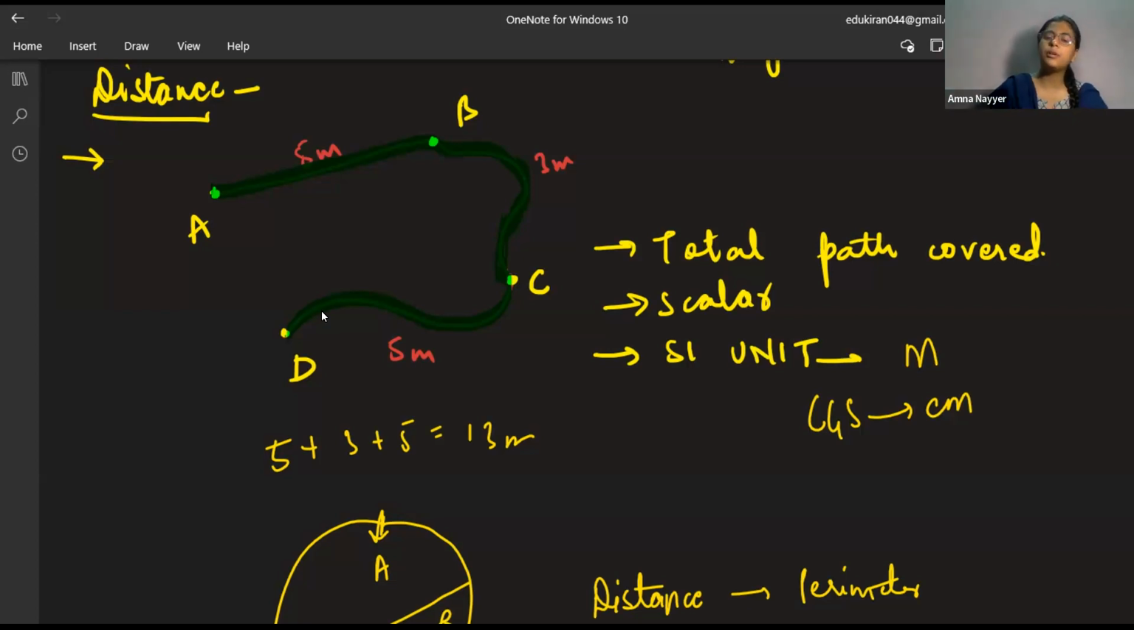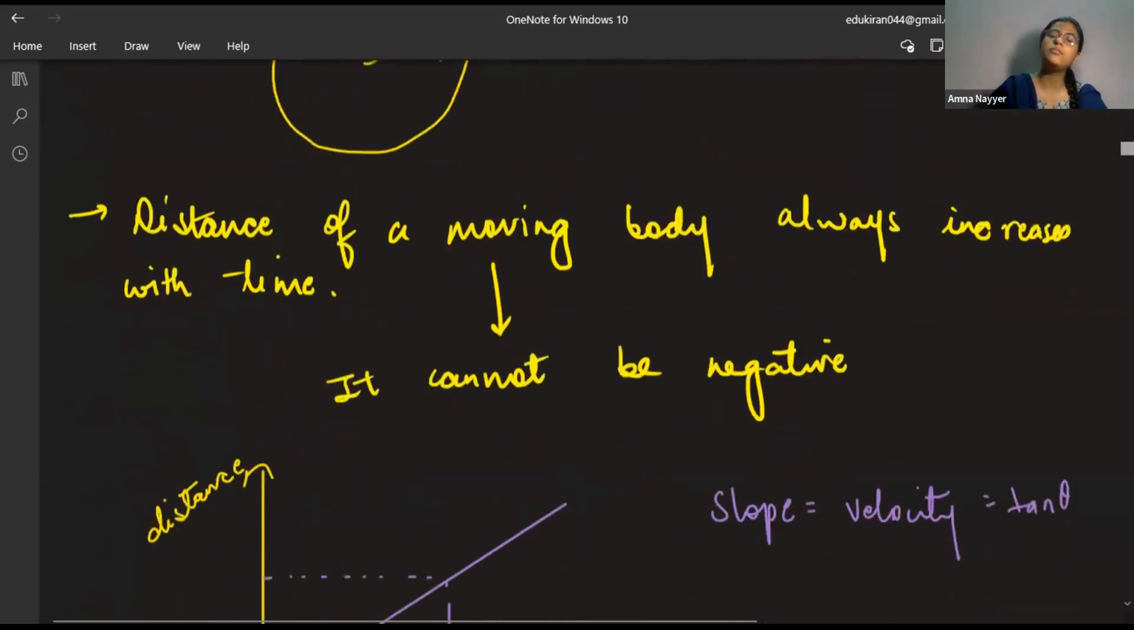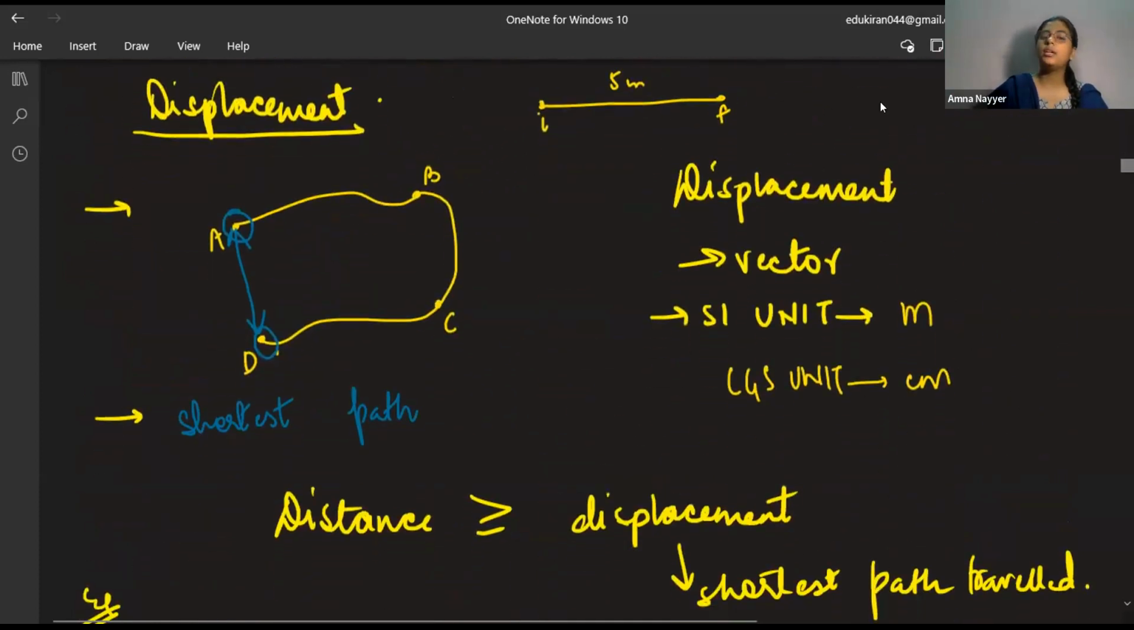Then comes one more concept, which is known as the concept of displacement. Displacement means, see, it's the same thing, going from A to B, B to C, C to D. Now, what is displacement? It means the shortest path that is possible. Whatever is the separation between the initial and final point, you call that displacement. So if a person is covering this entire path, the shortcut that is possible is by just joining A and D. That gives the displacement. So the entire path was the distance, and the shortest path is displacement.